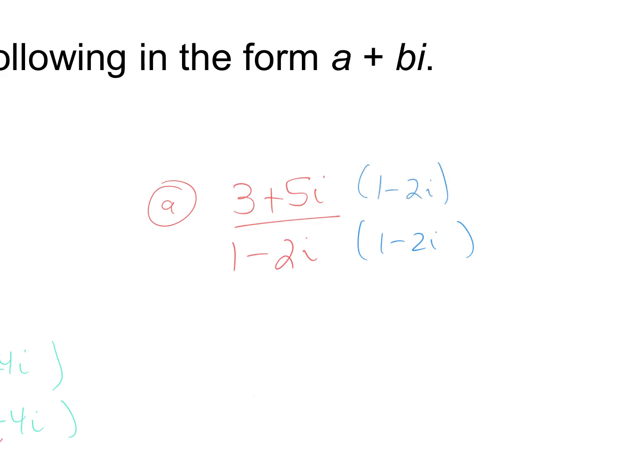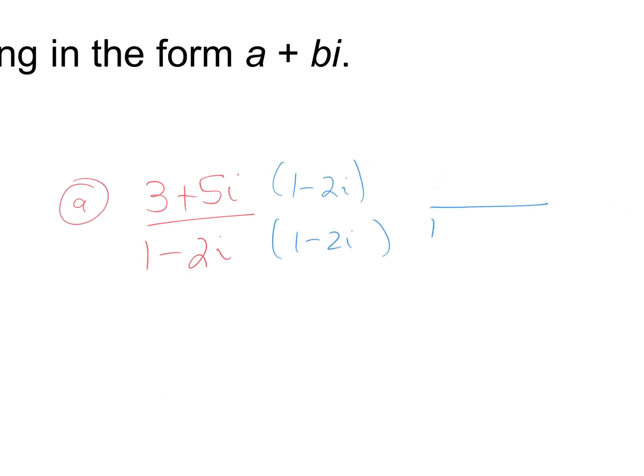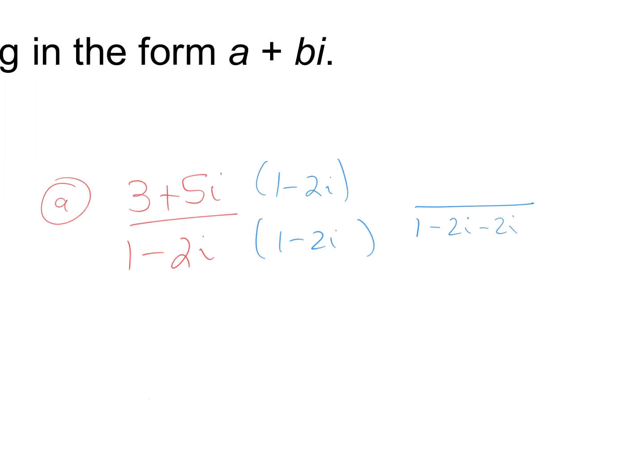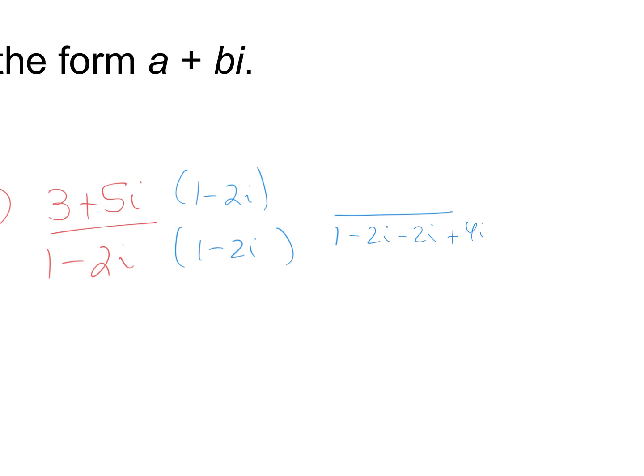You messed up your signs, like on your midpoint formula or the quadratic equation or lots of formulas. We got our signs mixed up. So just say you do this. Well, what's the first thing I tell you all to do? I tell you to simplify the denominator first. So 1 times 1 is 1. 1 times negative 2i is minus 2i. Negative 2i and 1 is minus 2i. Negative 2i times negative 2i is plus 4i squared.